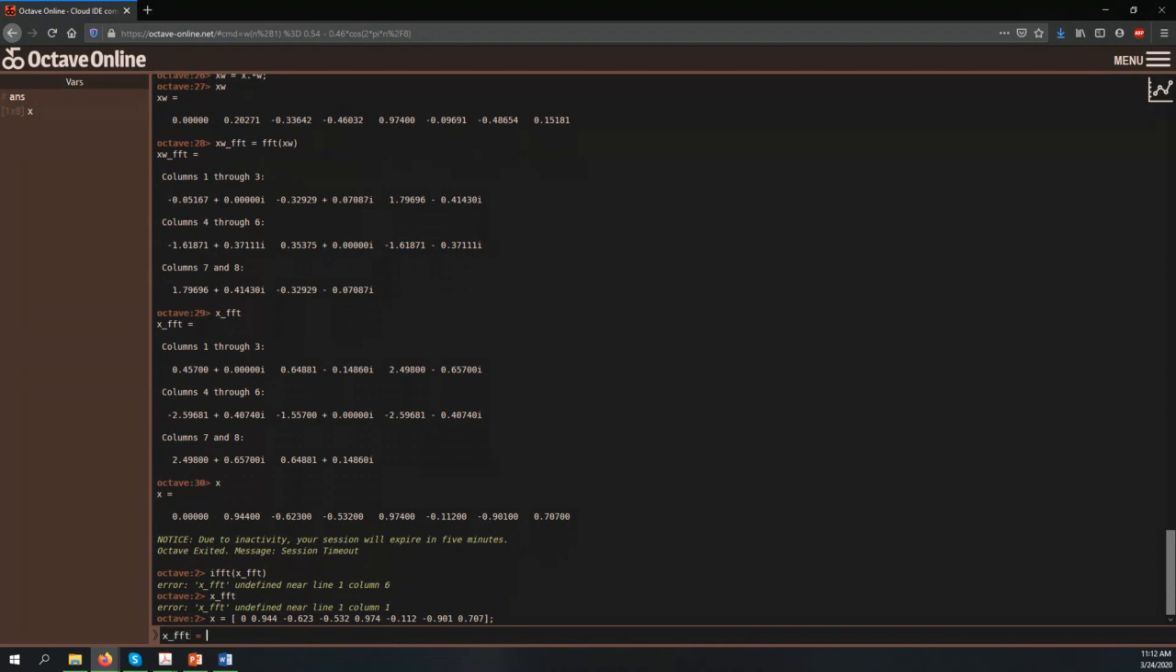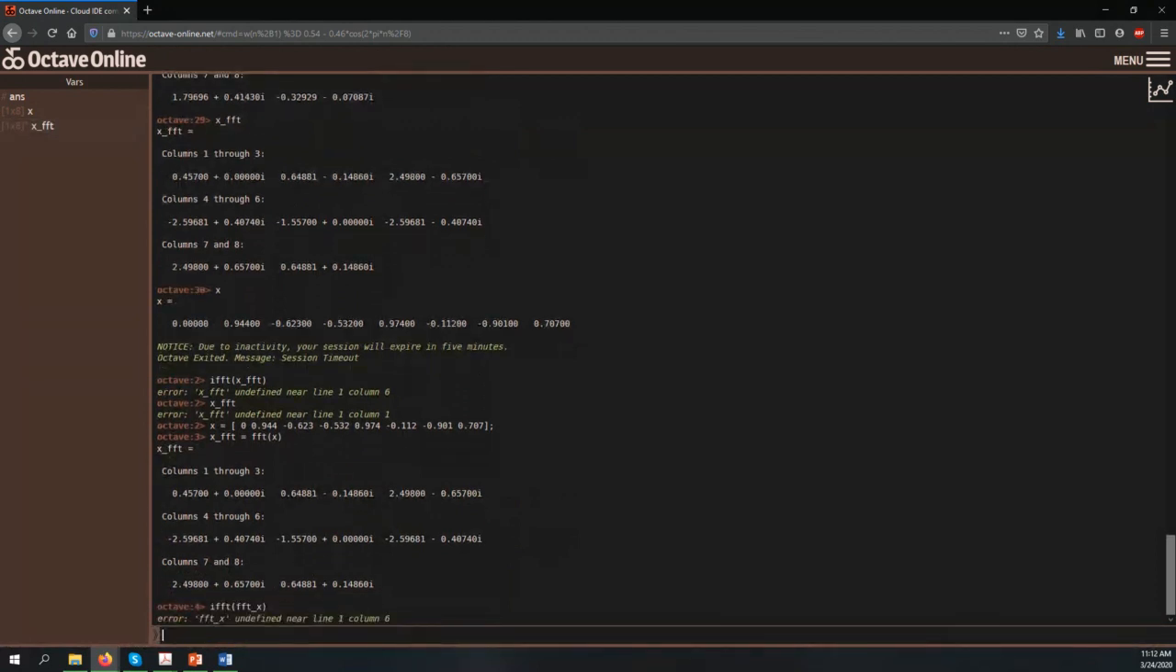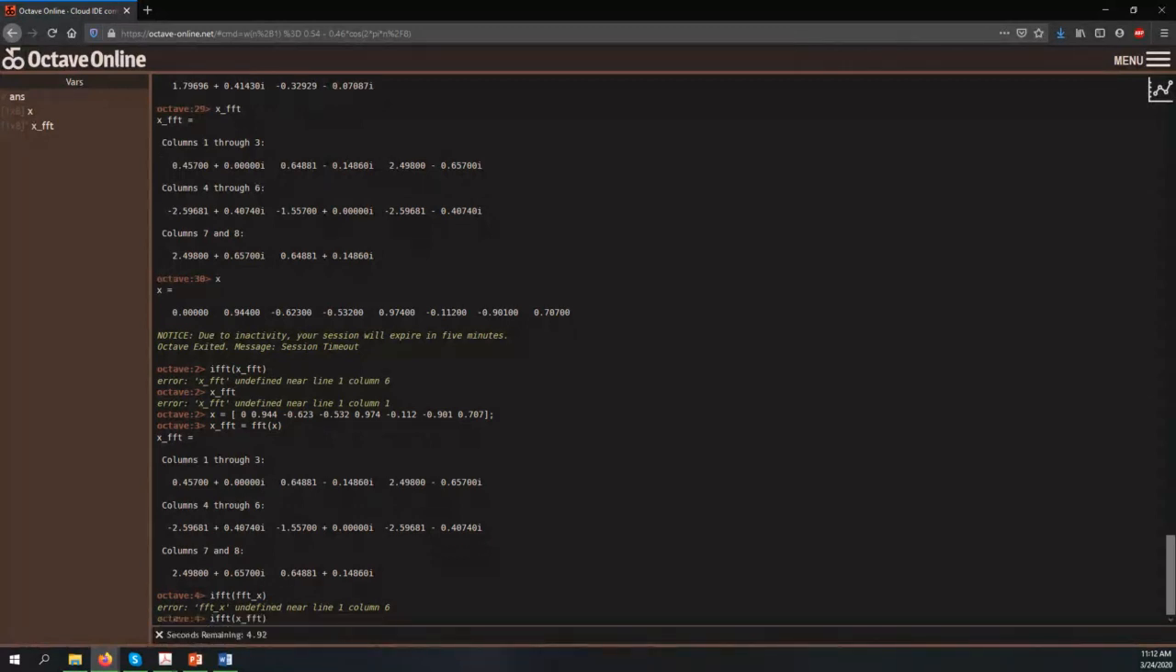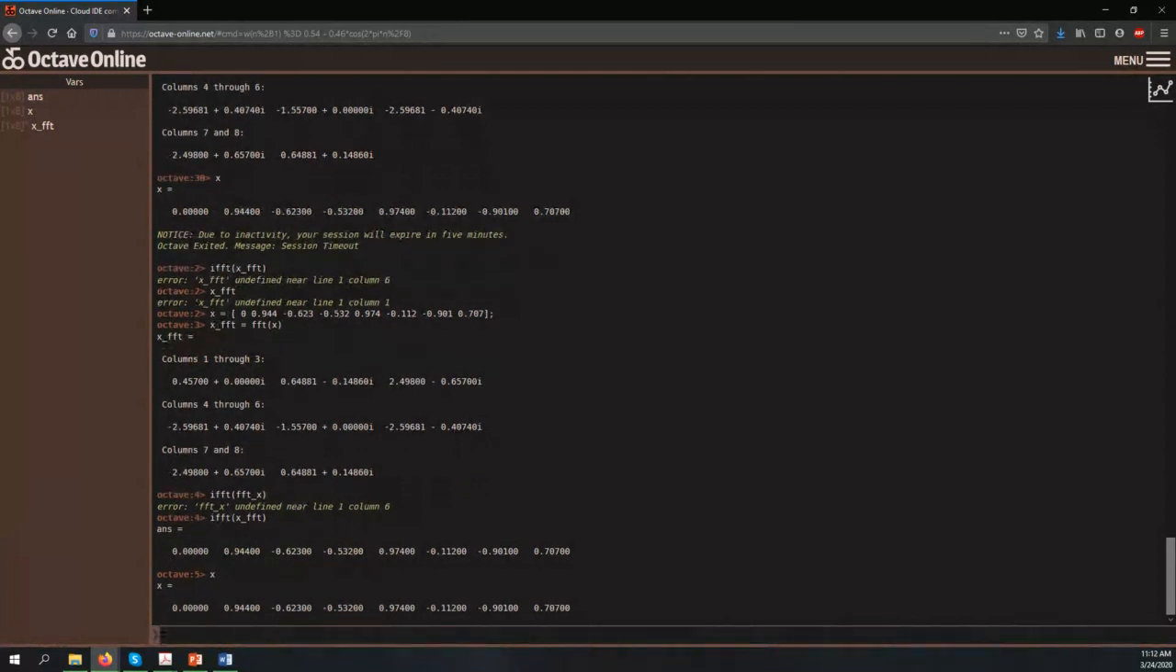X_FFT is equal to FFT of X. Then if I do IFFT of X_FFT, I'll get back the original answer here accordingly. Comparison is the same.